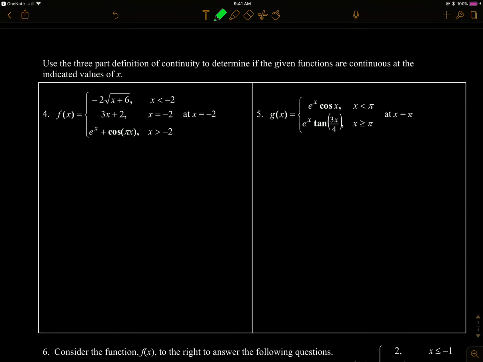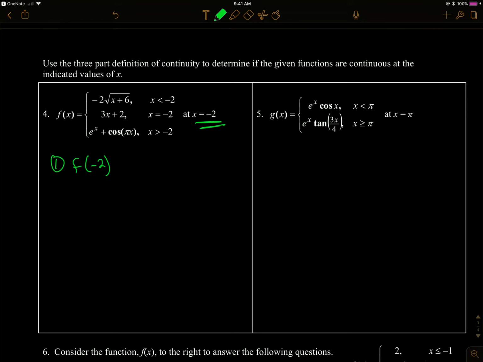Moving along. So we're going to look at some piecewise definitions of continuity. These are the ones where they try to trip you up. So let's take a look at this. Use the 3-part definition of continuity to determine if they're continuous or not. So step 1 at the given value. So our target value is -2.